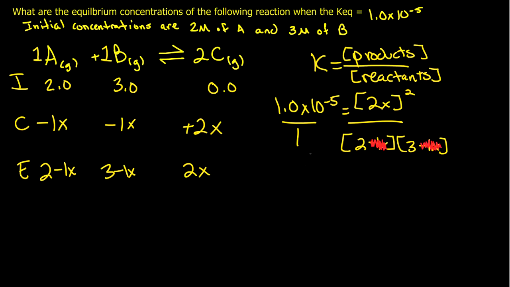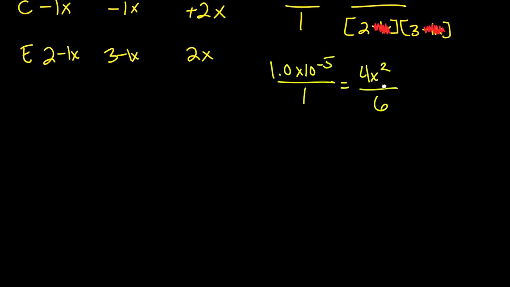Alright, let's simplify this equation down. So I got 1.0 times 10 to the negative fifth over 1. Is that equal to 2x squared? So 2x squared becomes 4x squared. 2 times 3, well that's 6. That's much easier to do. Now we can cross multiply. 1 times 4x squared is 4x squared. 1.0 times 10 to the negative fifth is going to be 6.0 times 10 to the negative fifth.